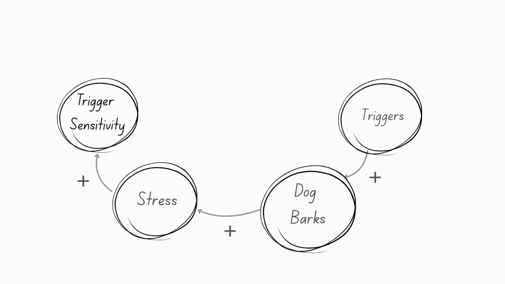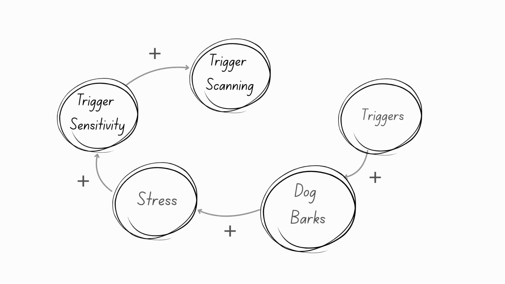Okay, now stay with me because this next part is where it clicks. When a dog is more sensitive to triggers, what do they do? Well, we all know they start scanning the environment more. They're on high alert, looking for threats. This is called trigger scanning. Add that variable, arrow from trigger sensitivity to trigger scanning, and the plus sign.